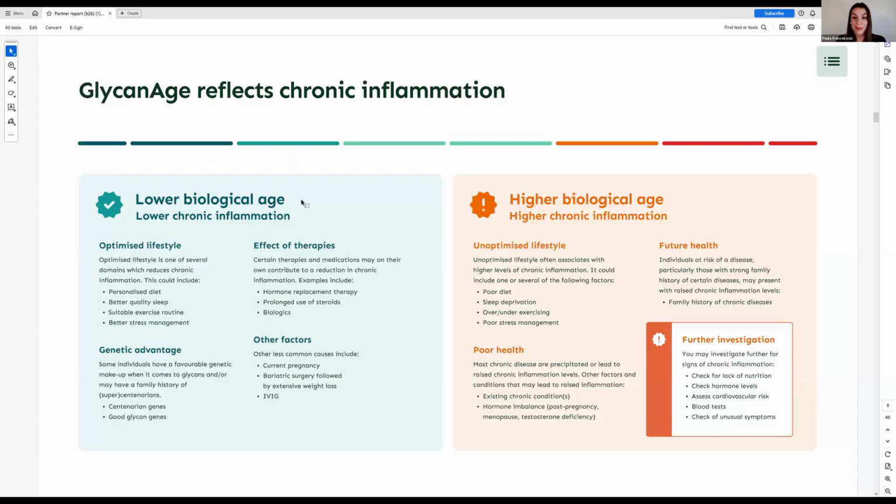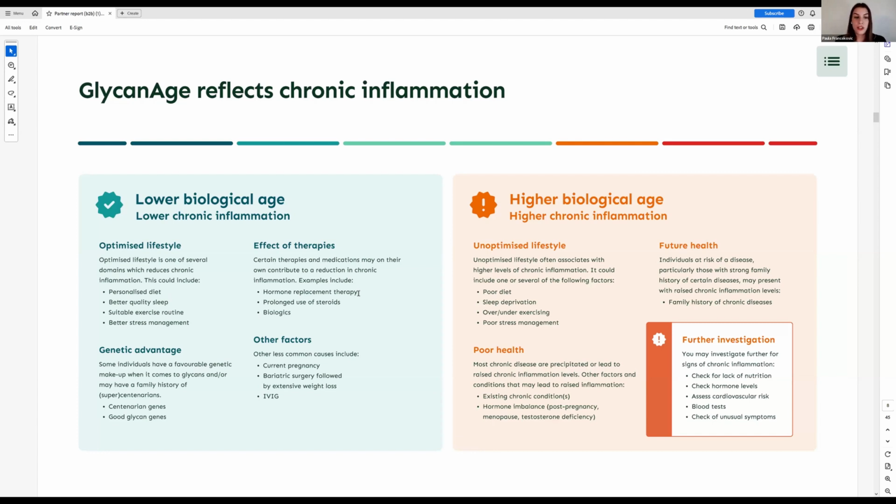In the category, and this is a nice page that summarizes all of this. So if somebody has an overall lower biological age, these are the main 4 drivers that are potentially driving this reduction. So of course, somebody that has an optimized lifestyle, takes good care of their diet, sleep, exercise routine, and stress management would have an overall lower biological age. We also see positive effects of certain therapies, and most commonly in practice, we see positive effects of hormone replacement therapies in women that are entering the perimenopause and menopausal periods. But also in men, we see it with testosterone replacement therapy if this is needed.